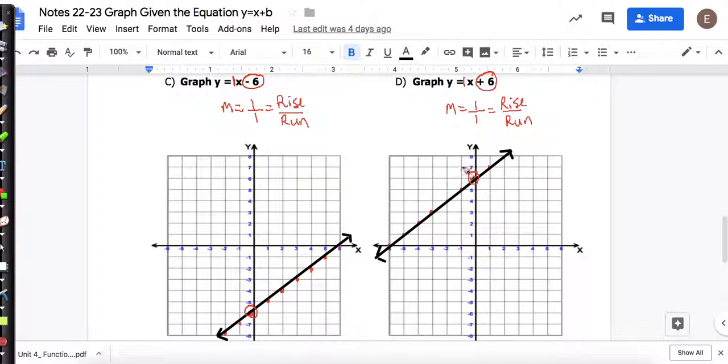So remember, when we're graphing y equals x plus b, remember to start at the y-intercept. And when we're in the form y equals x plus b, the slope is always 1. Eventually, you'll learn an equation called y equals mx plus b, where there will be a slope other than 1. But for 7th grade this year, we are just doing y equals x plus b.